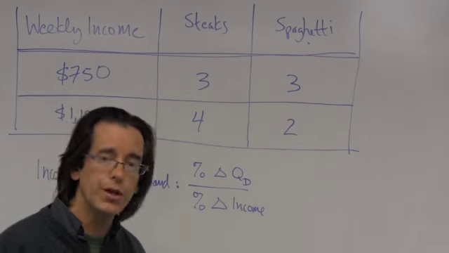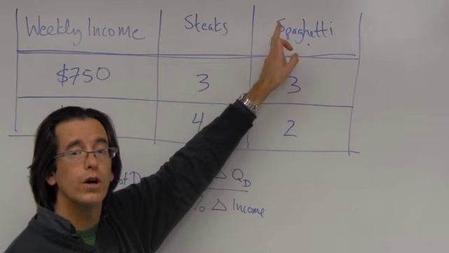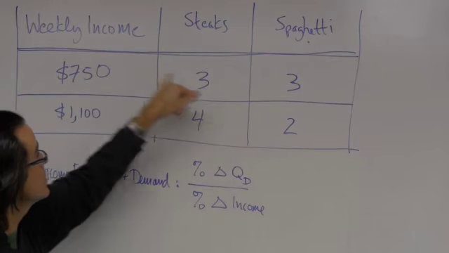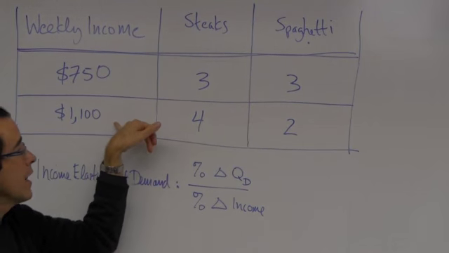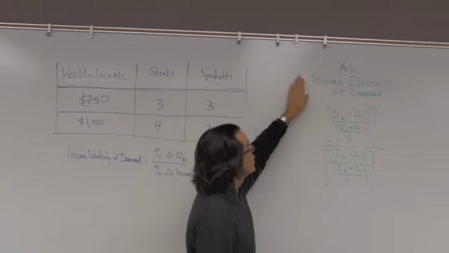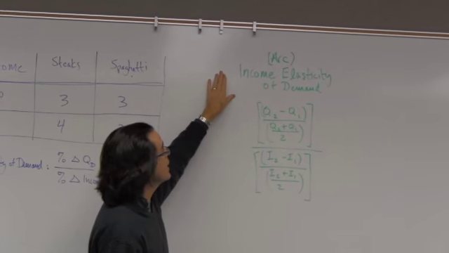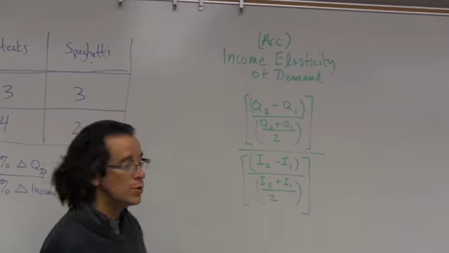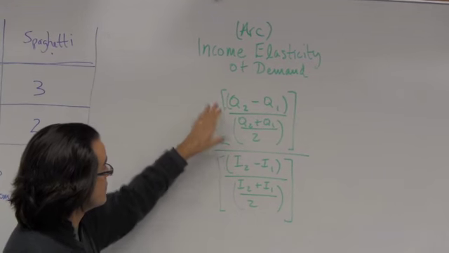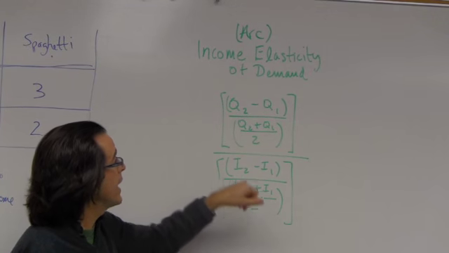But we're just going to measure the income elasticity of demand for spaghetti dinner. So we're only looking at spaghetti dinner: $750 and 3 spaghetti dinners, $1,100 of weekly income and 2. To calculate that elasticity measure, we're going to use another ARC elasticity measure, in this case ARC income elasticity of demand. With those ARC measures, like we saw in the price elasticity of demand, we're talking about a difference divided by an average.